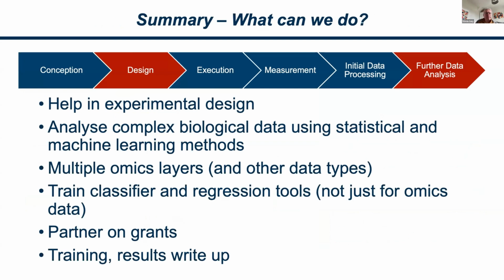Okay, so to summarize, what can we do? Well, we can help you design experiments if you want to. We're also able to analyze complex biological data using statistical and machine learning type methods. Generally, we're interested in analyzing multiple omics layers and other data types as well, if you have those too. And we can train classifier and regression tools, not just for omics data, but that is mainly what we work on most of the time.